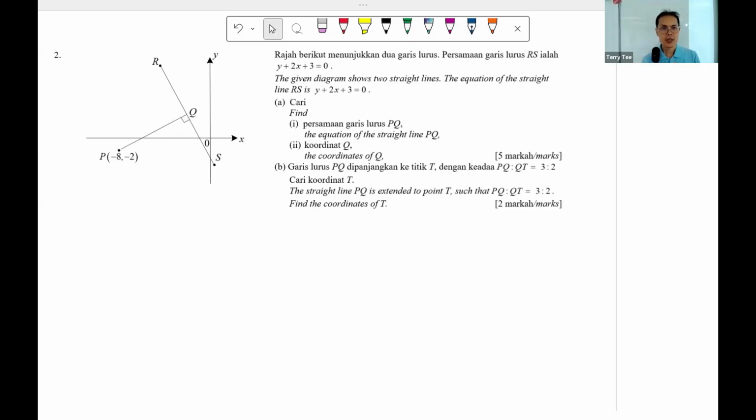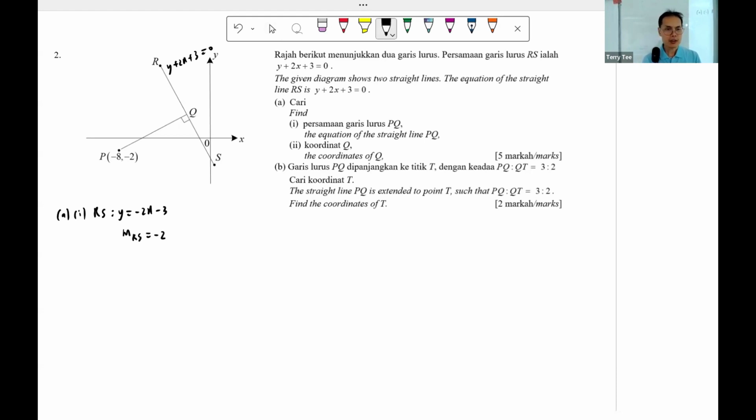your RS is y plus 2x plus 3, this line. PQ and RS are perpendicular. So when you see two lines perpendicular, we know we have to use m1 times m2 equals negative 1. So we start by finding the gradient of RS. I convert it to y equals mx plus c. So what's your gradient? Your gradient of RS is negative 2.